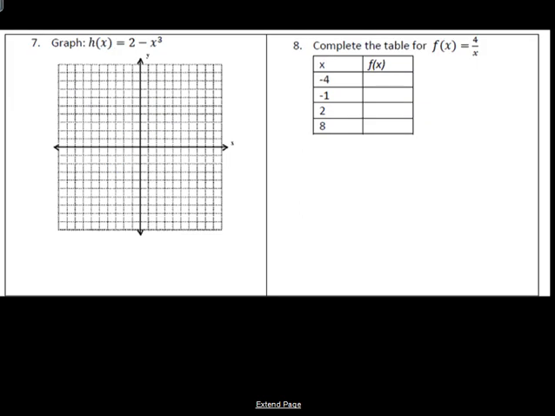For number 7, if you need to, rewrite this equation so it becomes h of x is equal to negative x cubed plus 2. If you remember, our parent function looks like this, going this way and then going back down this way. What this is going to do is move my graph up 2 places. That's what the plus 2 does. So every point gets moved up 2 places. The negative in front flips everything over. So this one's actually going to look like this.